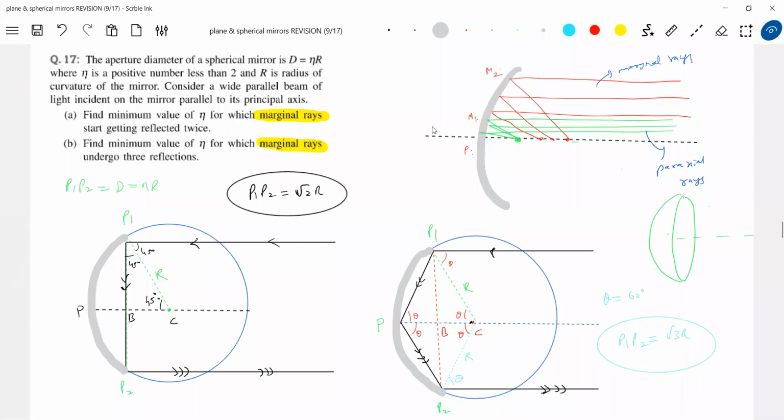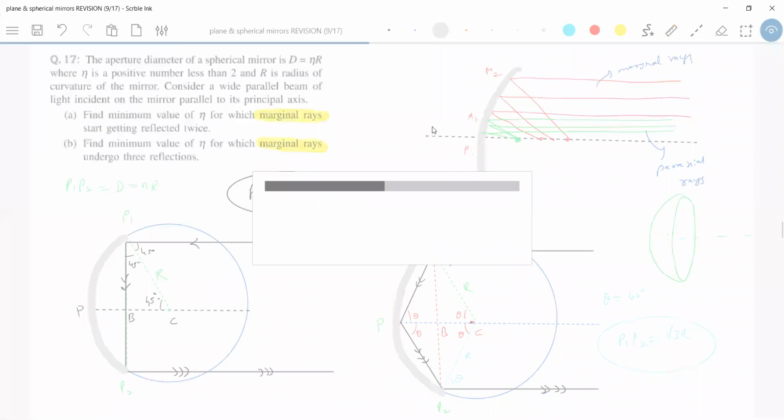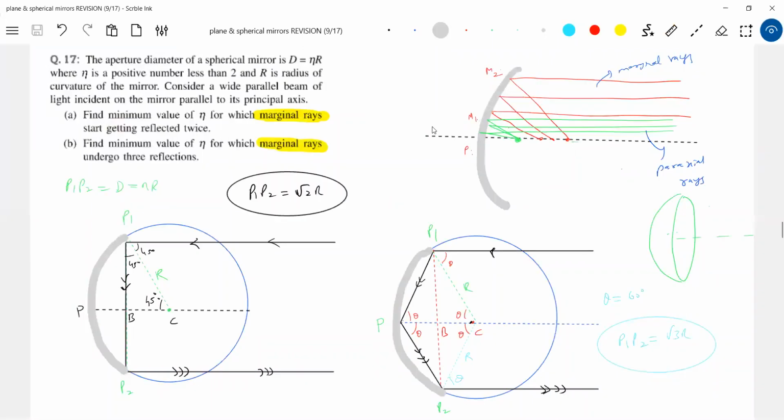Marginal rays. If you see the syllabus, we haven't discussed it, but NCERT has discussed even the parabolic mirror. So there is a possibility of it being asked in Mains or Advanced. Be careful. So when marginal rays come, how do we trace out everything? With the help of geometry. That's all.